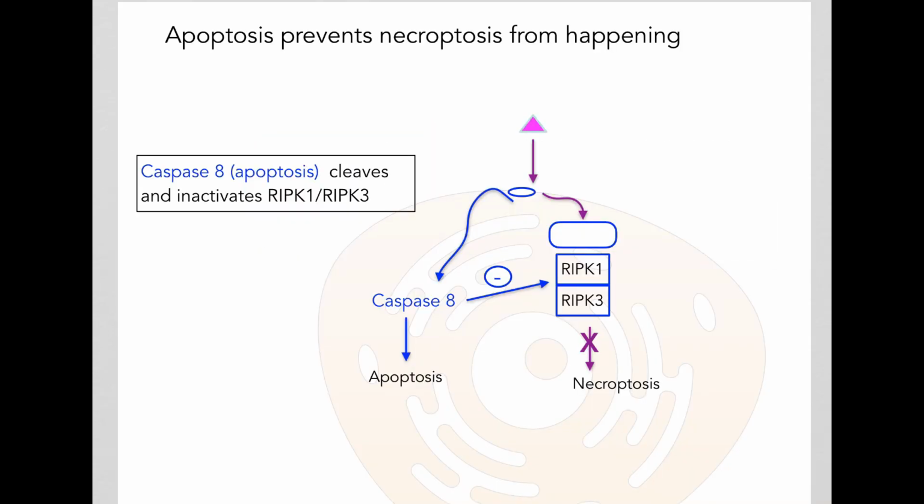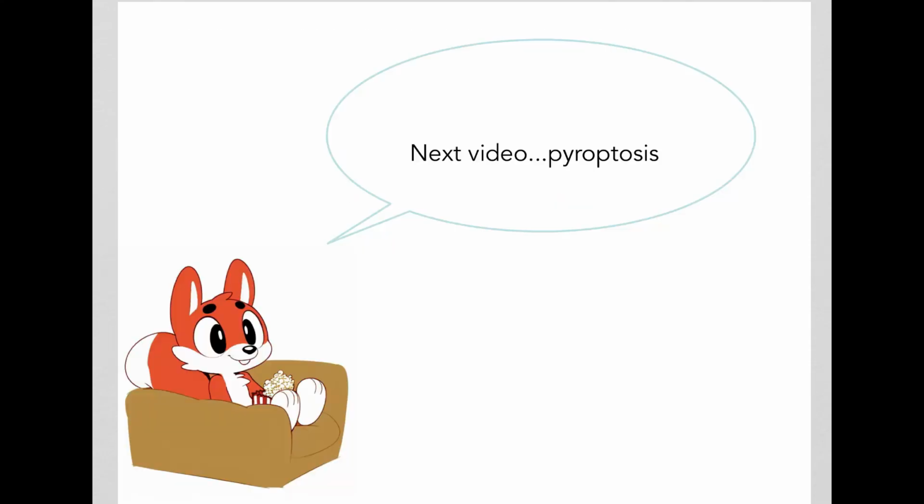Now, if the cell were to go through apoptosis, remember that caspase 8 in that case would be active. And caspase 8 will break these essential proteins that are required for necroptosis. So that's how apoptosis will actually prevent necroptosis from happening, because caspase 8 will destroy these essential proteins necessary for necroptosis. So this is how cells die by necroptosis.